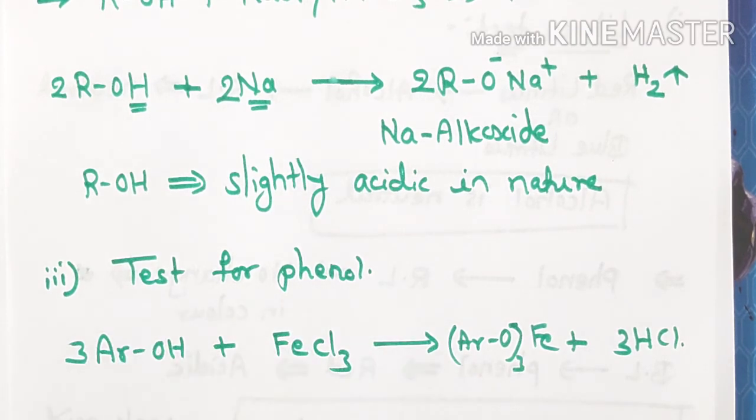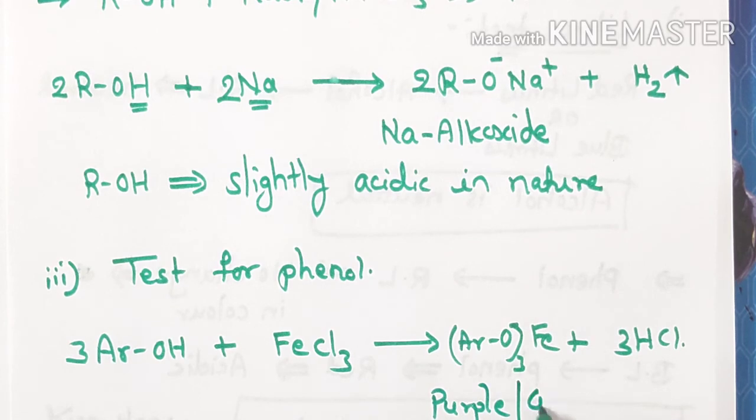So how do I identify when I react phenol with FeCl3? If I have to identify the test for phenol, meaning I have to prove whether this is phenol, how can I identify it? I can identify it only if it shows color. Which color? It shows some deep color like purple, or green, or violet.